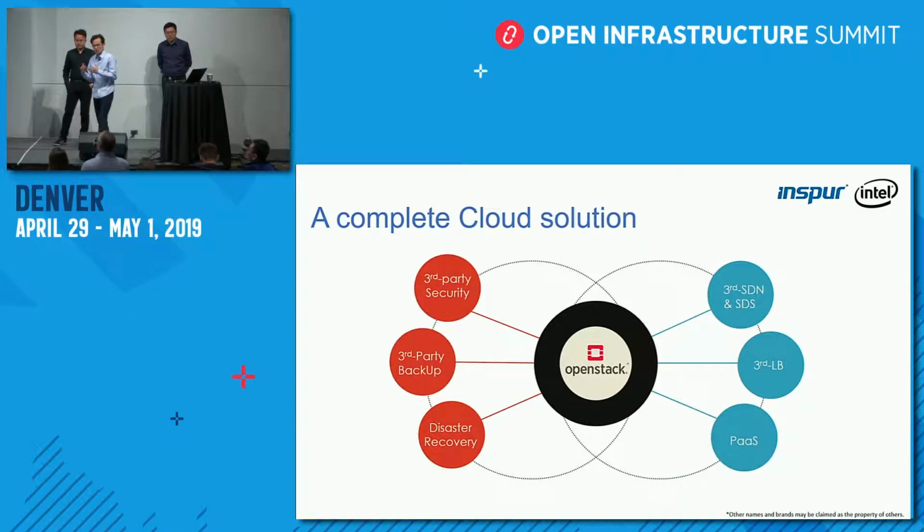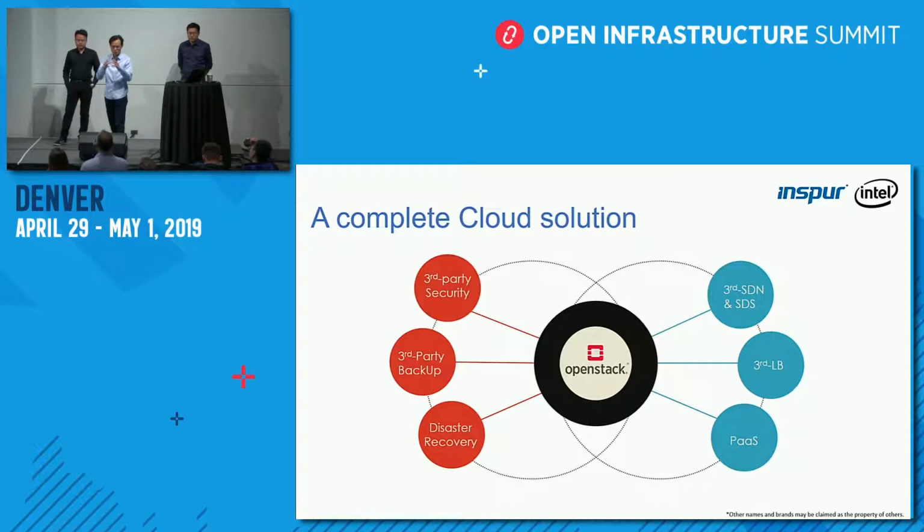So there are some other requirements such as the third-party security, backup system, recovery, disaster recovery, the third-party software-defined networking solution, and load balancers and some of the PaaS platform as well. So the customer is looking at a complete, whole stack, end-to-end solution to cover all the security, network, backup, all the features that you want to build around the OpenStack.